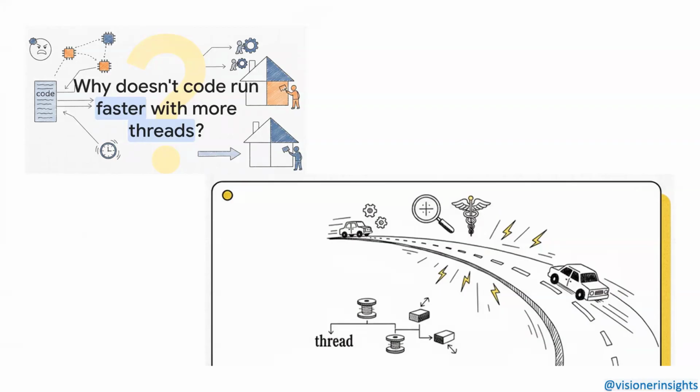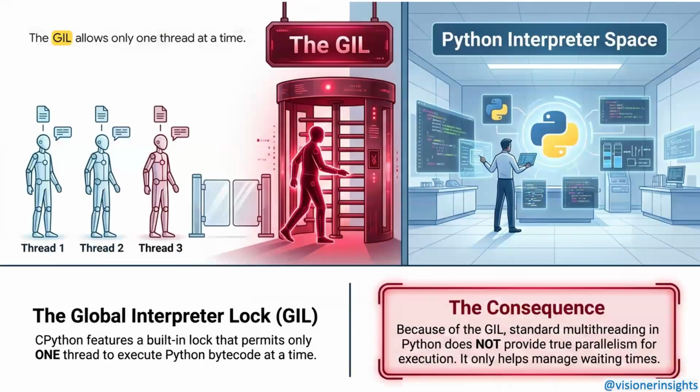I mean, it totally defies common sense, right? If 4 people paint a house, it's faster than 1. So why does Python just completely ignore the extra help? Well, to understand why, we have to talk about the underlying disease affecting our code. Meet the global interpreter lock, or as we affectionately call it, the GIL.